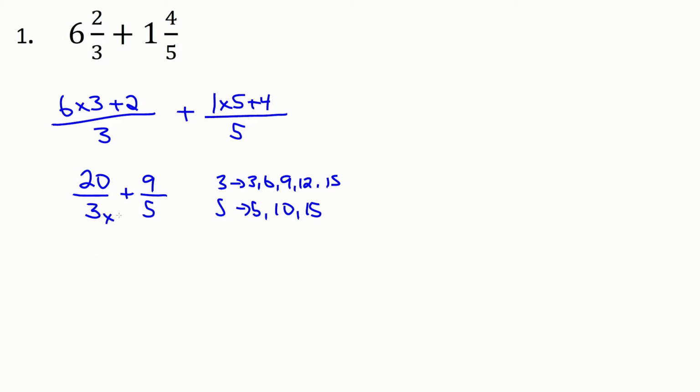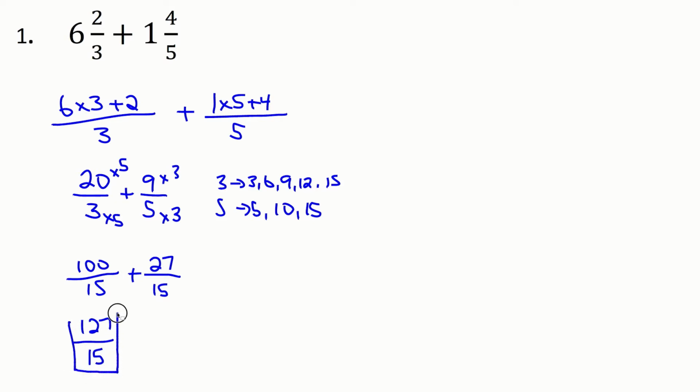So that means we need a times 5 and a times 3. So this gets times 3, and the 20 also gets times 5. So 20 times 5 leaves me with 100 over 15, plus 9 times 3 is 27 over 15. So adding these up, we get 127 over 15. So that is our improper fraction. But to match the way the question is, let's convert to a mixed number.